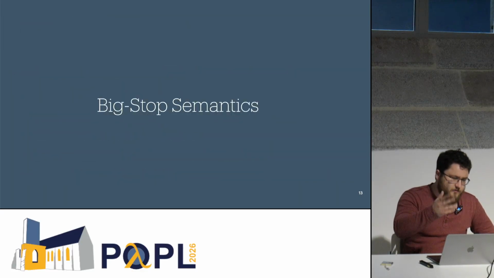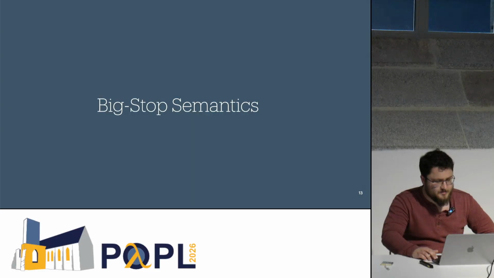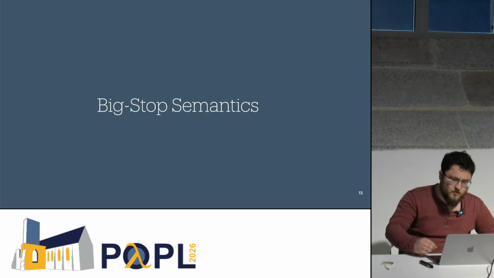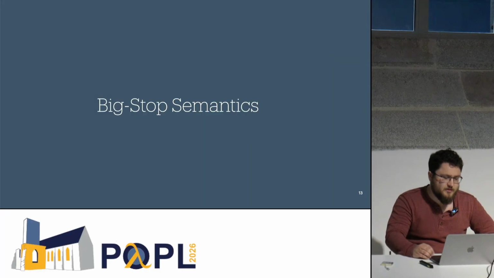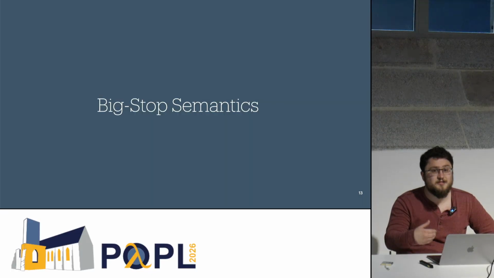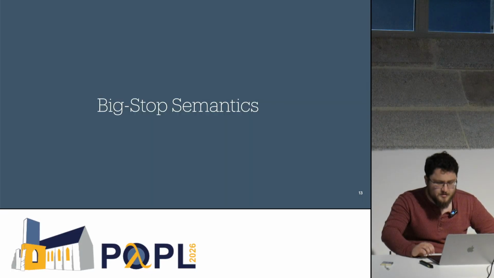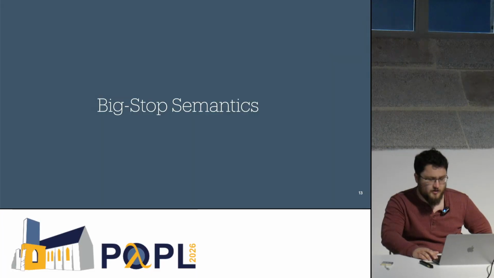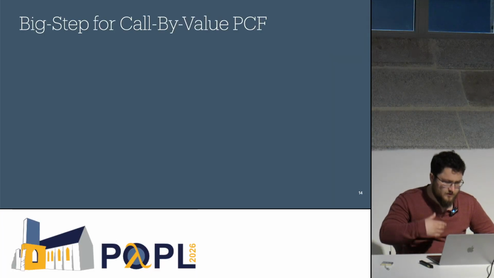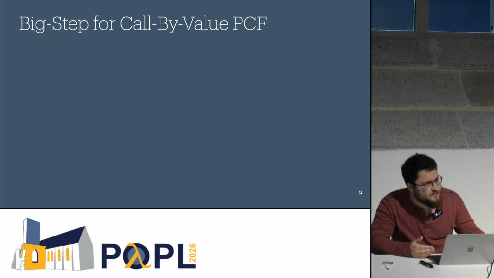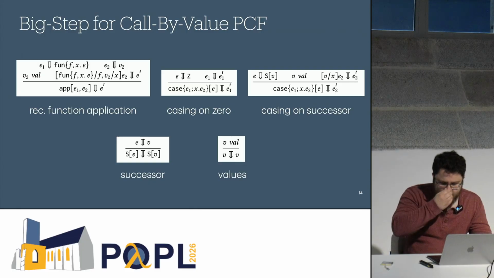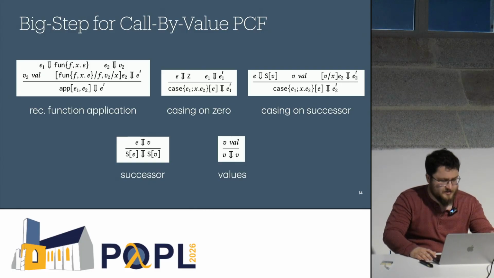That leads us to big stop semantics, because it maintains the core idea of partial big step semantics, which is the ability to non-deterministically halt or stop. And this is going to give us everything that we want on our wish list. So let me start by showing you an example of how simple it is to turn some big step semantics into big stop. And I'll do that here for a simple PCF-based language as displayed.